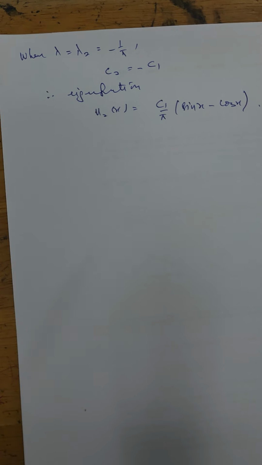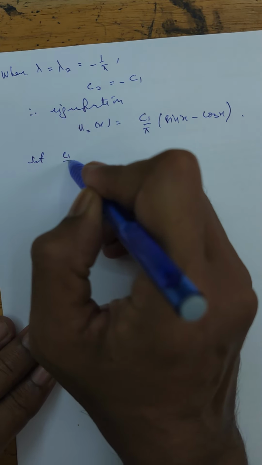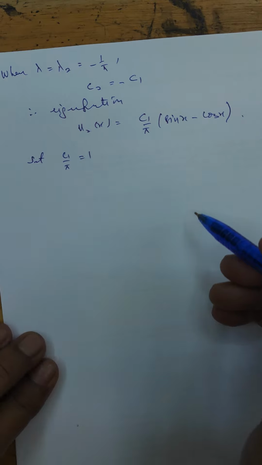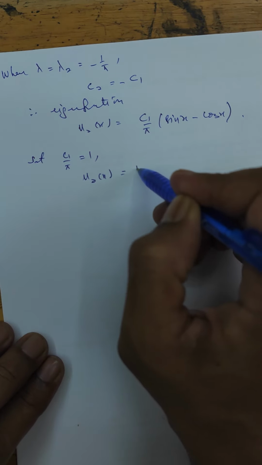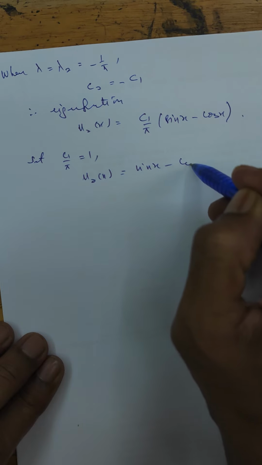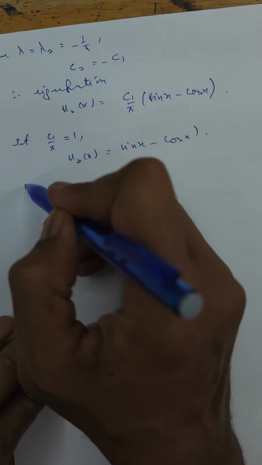Okay, and then again we can set c1 over pi equal to 1. Thus we obtain u2(x) equal to sine x minus cos x. Then we normalize those things.